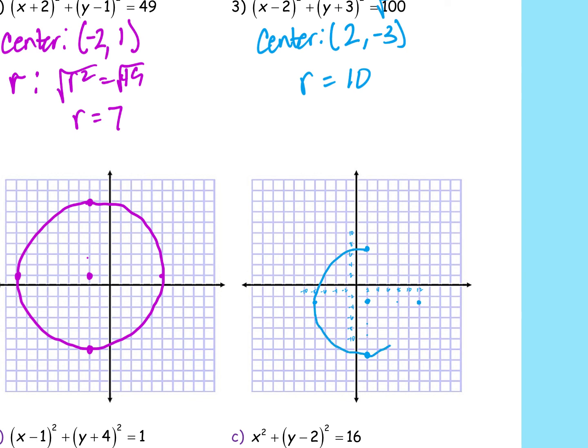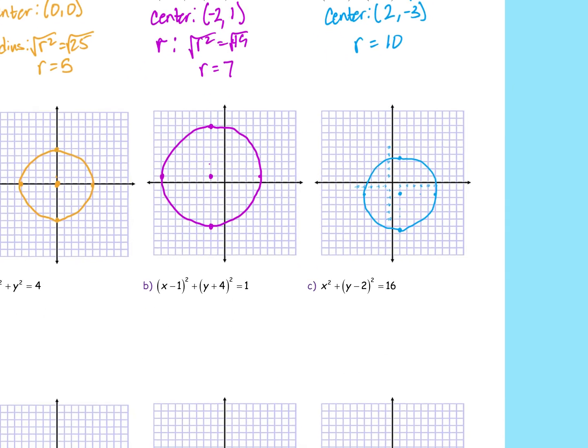Sure, you can try, but it won't. Oh, that's a really bad circle. But either way works. I just like changing my scale so it all fits on the graph. Does that make sense? When you're doing them in Delta Math, they'll all fit on whatever graph they give you, because they'll give you a graph that fits the circle that you're working with. Okay?